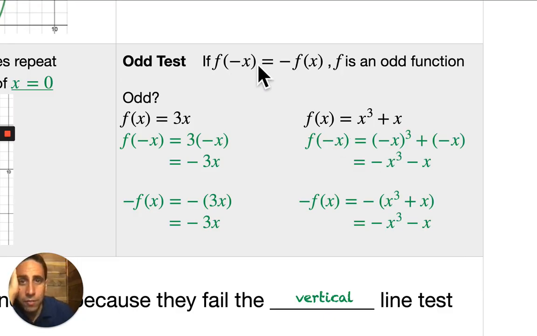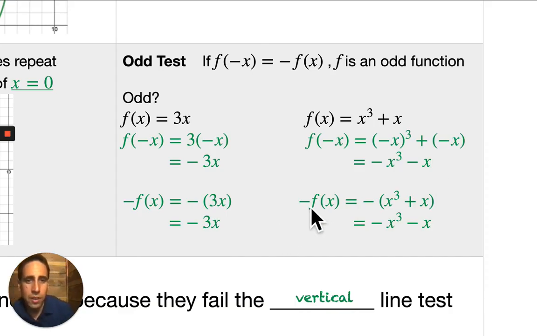We have to figure out what f of negative x is, and we do that here. Let's take negative x and put it in each time we see an x. So negative x times itself 3 times will give you negative x cubed, because only 2 of the negatives will cancel out. And if you get rid of the parentheses here, you'll see it's just negative x plus negative x, which is the same thing as negative minus x. Getting rid of the parentheses is a great way to simplify these.